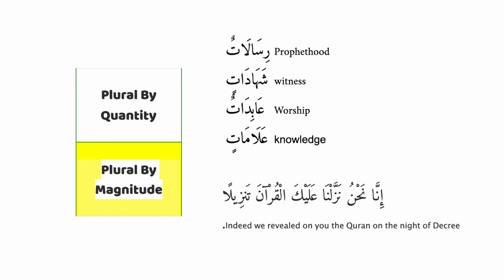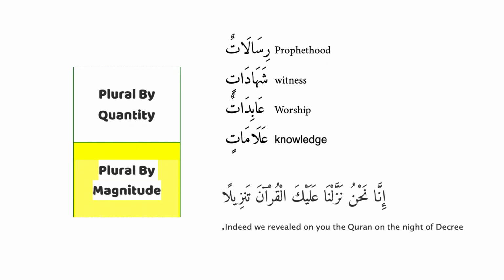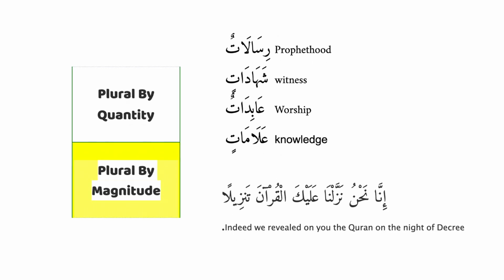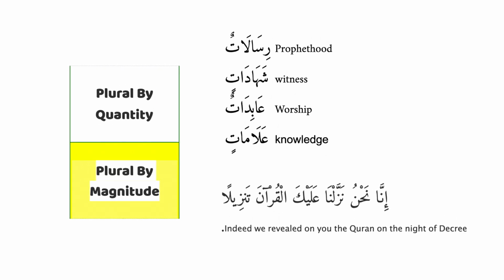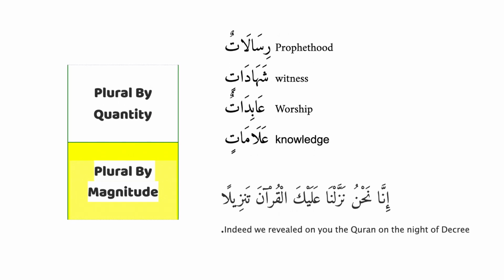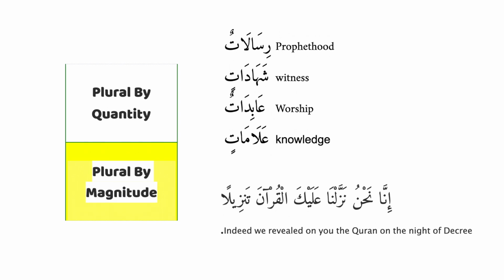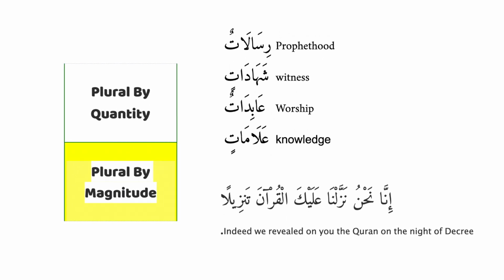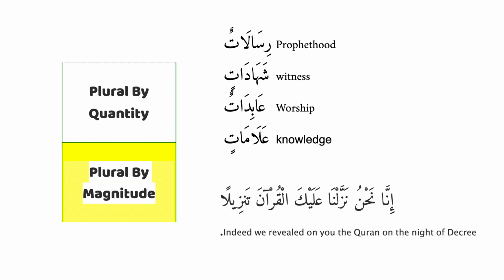When the words end with alif and big ta, these are plural by magnitude. The sad part is that these words can't be perfectly translated to English. But please know, in Arabic these hold a deep and intense meaning. Risalatun, prophethood. Shahadatin, witness. Abidatun, worship. Alamatin, knowledge. Let's see another example of plural by magnitude.